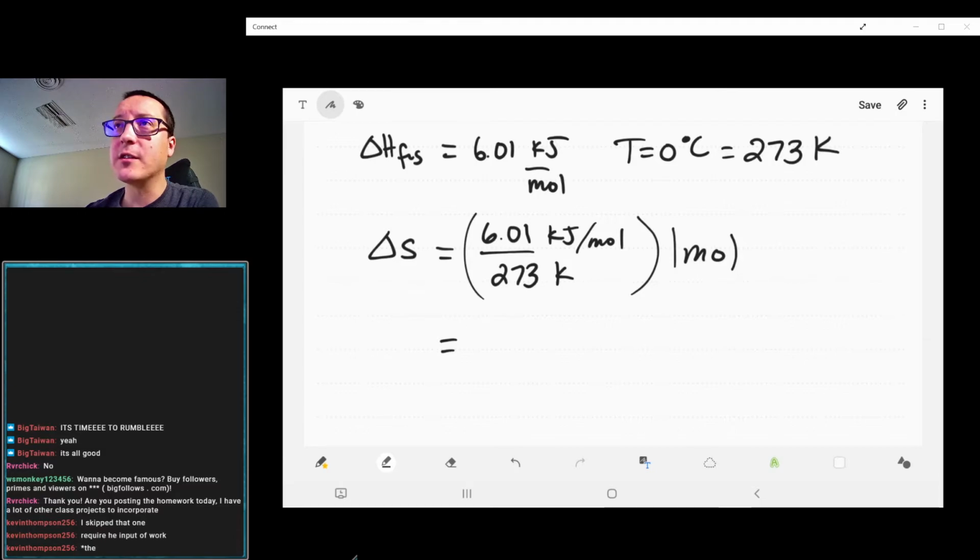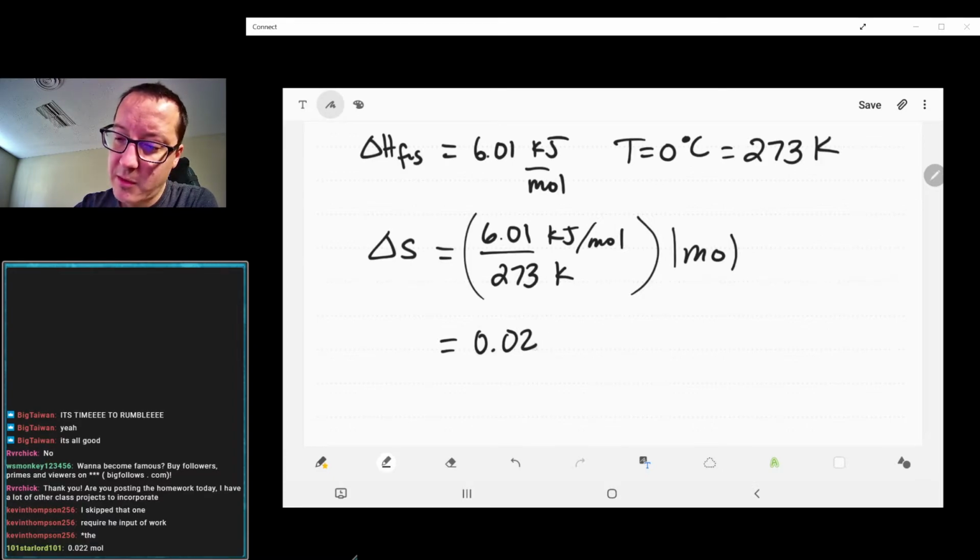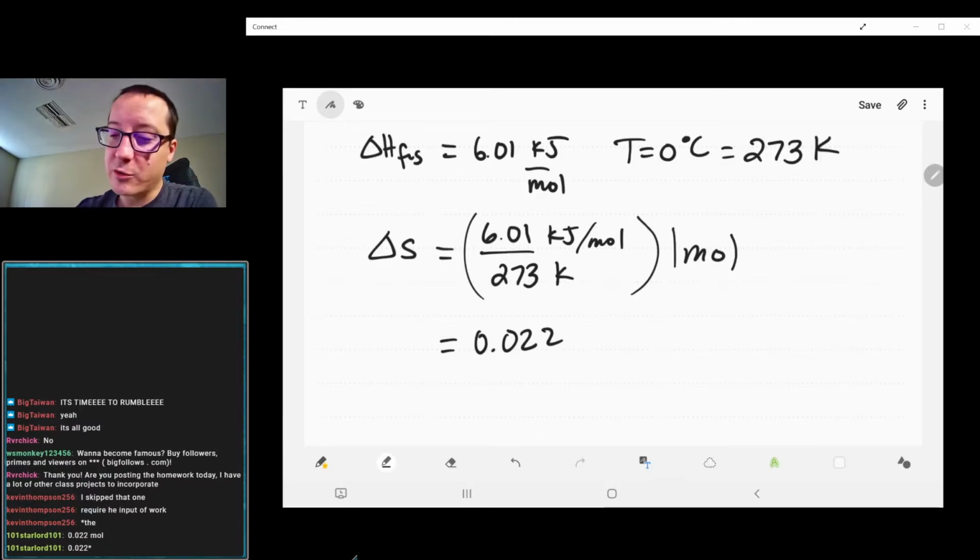Kevin, what's the answer? I think it's going to be 0.02 or 0.03 maybe. I don't want to calculate this. Thank you. Okay, it is 0.022 kilojoules per Kelvin, right? The moles will cancel out.